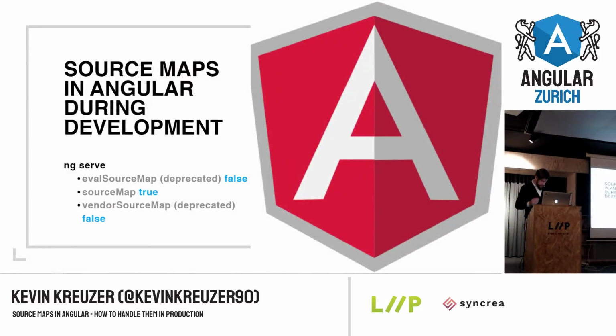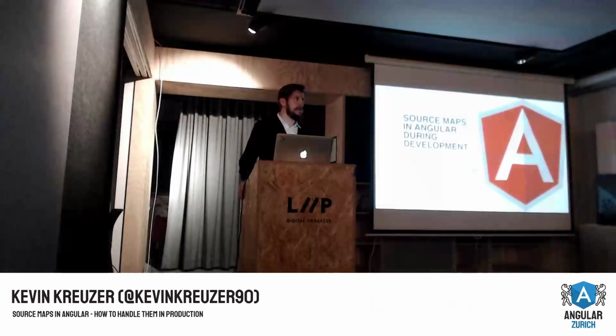So first, we have source maps during development. We have the ng serve command that we all know and use. And there we have different properties that we can set. For example, we have evalSourceMap, which is deprecated right now. But this is one type of source map that comes from Webpack, which it uses under the hood, and Webpack itself has like 8 or 9 different types of source maps.